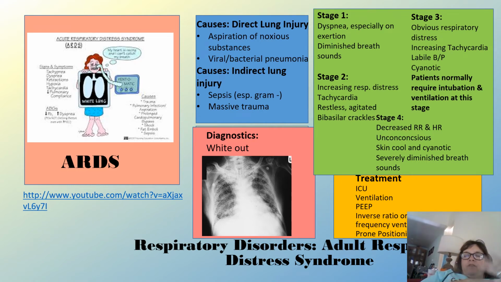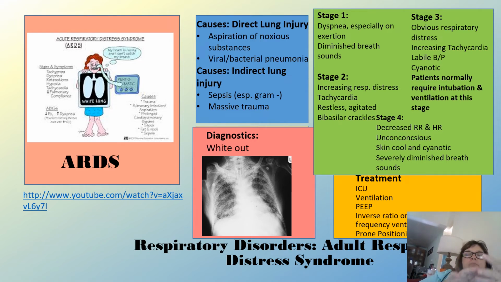Stage 4, they have a decreased respiratory rate and heart rate. They have a decreased level of consciousness to unconsciousness. Their skin is cool and cyanotic, and they have severely diminished breath sounds. Treatment is they need to be in the intensive care unit. They need to be intubated and ventilated. They will need to be on PEEP, and we'll talk about the vent settings in just a few minutes.